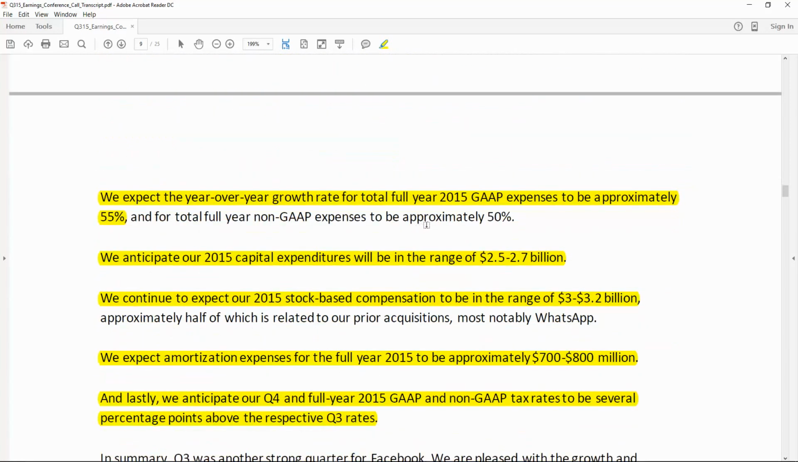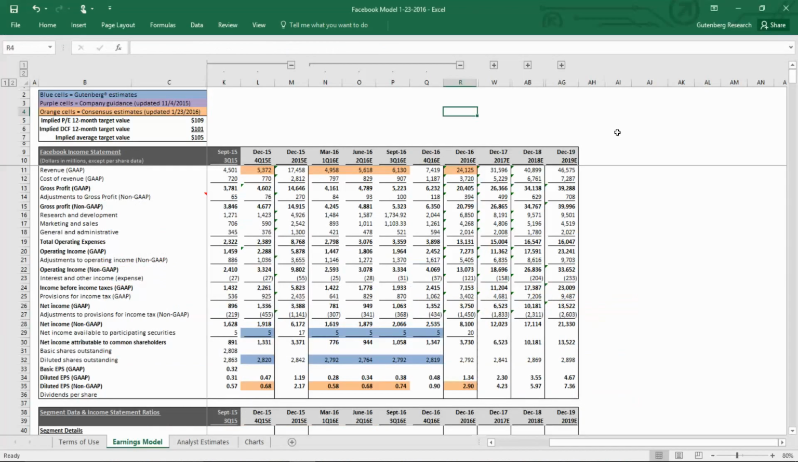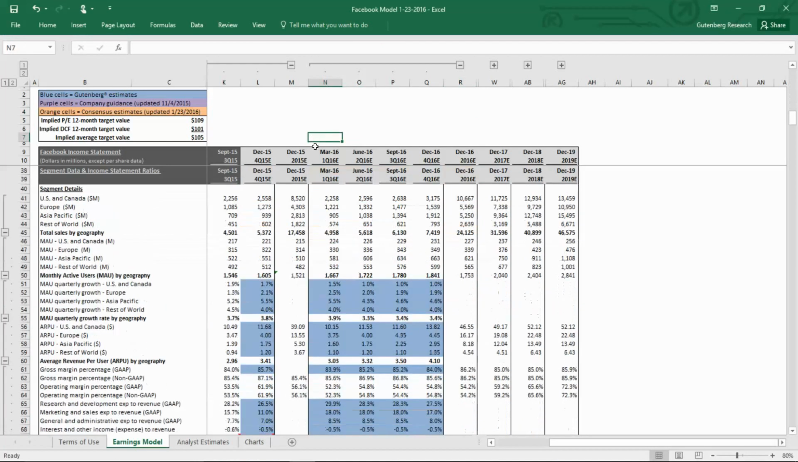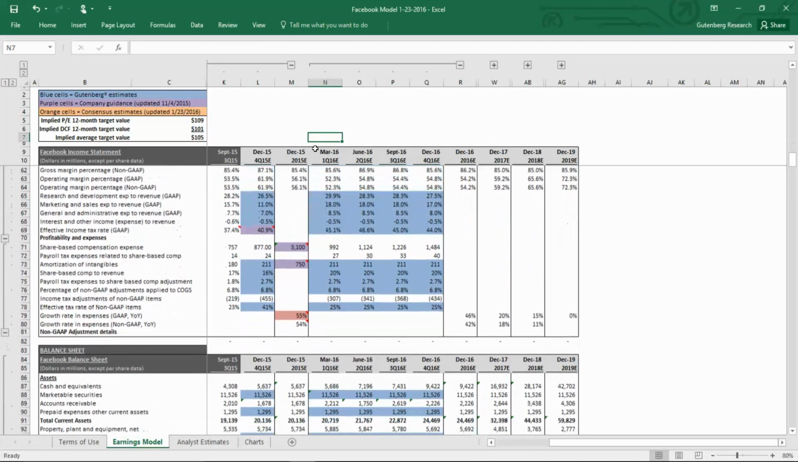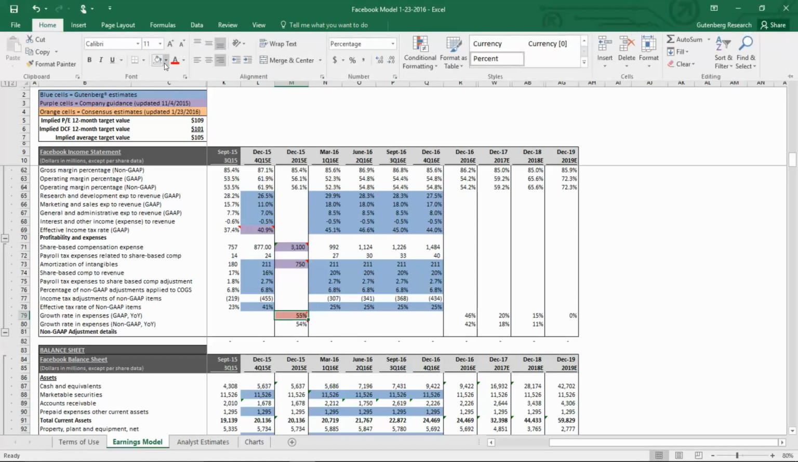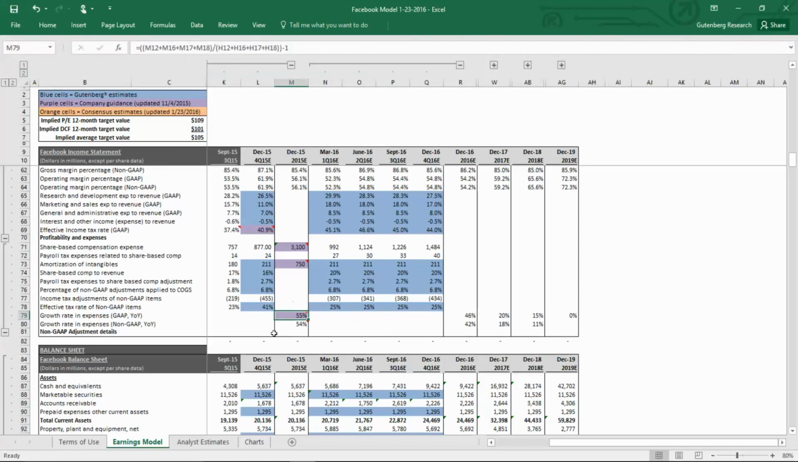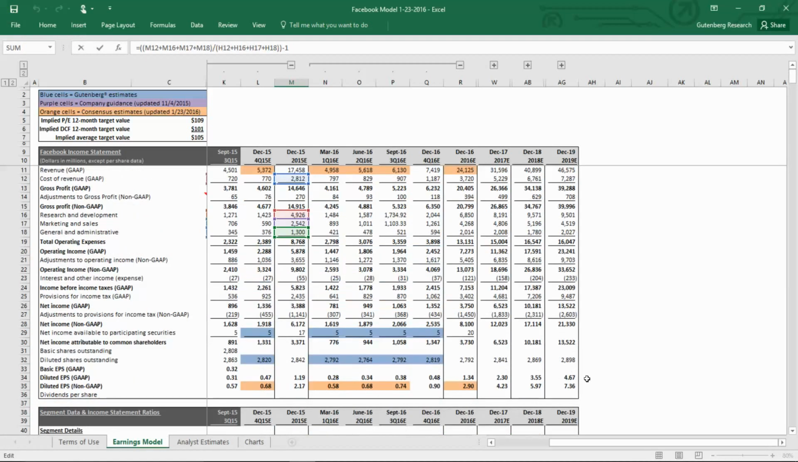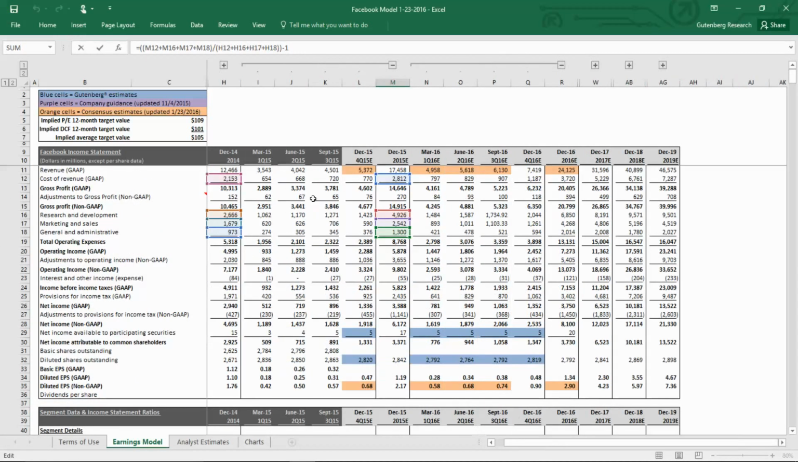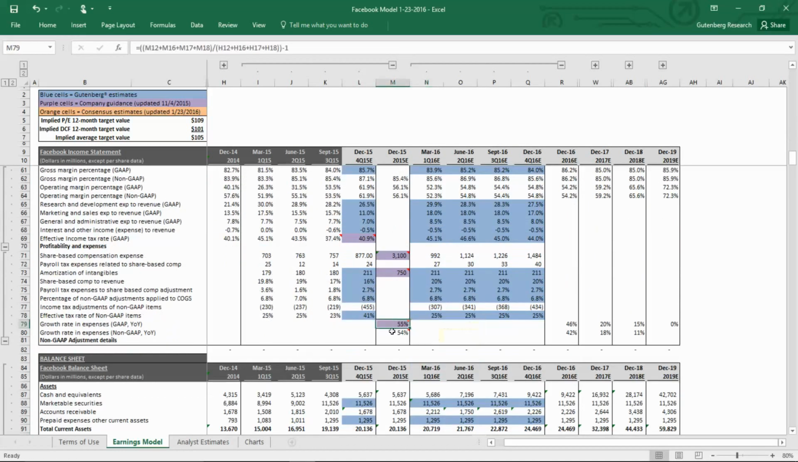But they do give us guidance for full year 2015 GAAP expenses, which they expect to increase by about 55%. So if you take a look at our model, you scroll down below the segment details, you can see that we have, and this should actually be purple to indicate that this is in line with guidance. This is taking the growth rate of all the expenses, since that's how management measures this line item, from last year. And we have calibrated our model to meet that 55%.